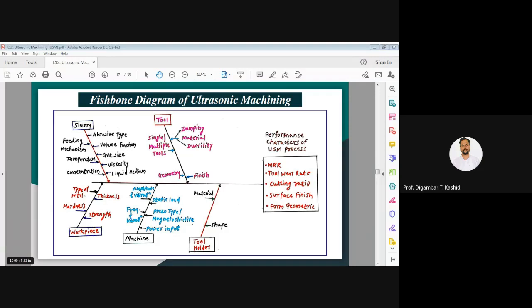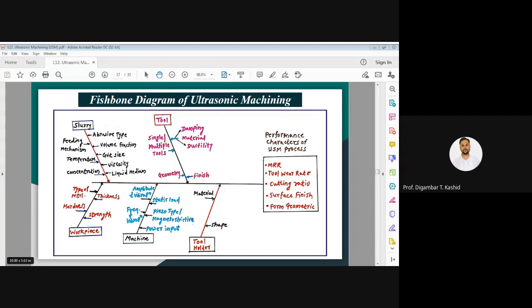So through these responses or characters, you can evaluate the performance of your process. On the other hand, you can see we have different process parameters which will affect the performance. So it is called process parameters. Let us discuss one by one. This fishbone diagram shows that you have various parameters which affect the performance of the ultrasonic machining process. In that, the first parameter we consider is the slurry.